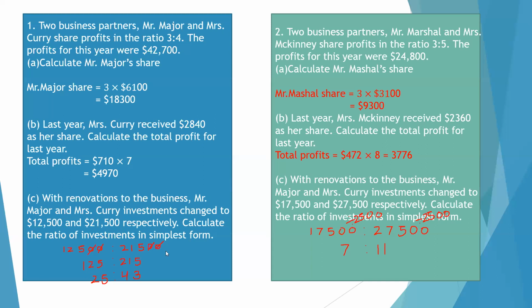So you have to simplify both the ratios, and then you have to divide it by 100, and you get 125, and you have to divide $21,500 by 100, and you get 115. Then you divide both of them by 25, and you get 25 and 43.